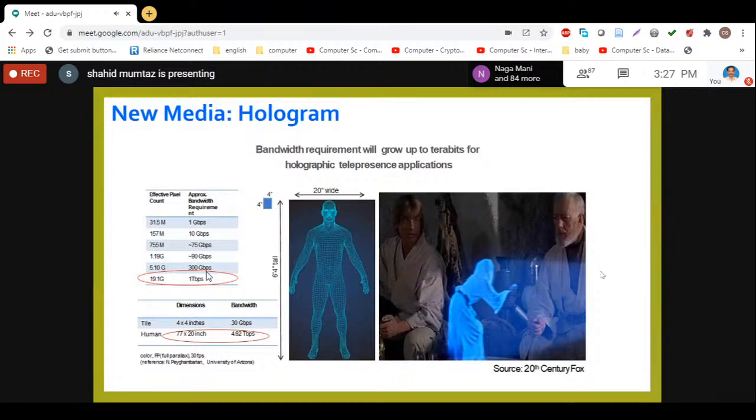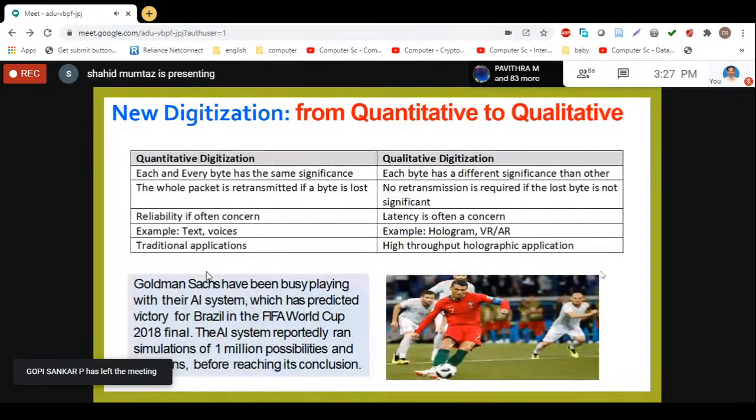In size, if it's static, it's okay. But when you want to transmit from one country to another country, it's quite challenging to transport this with high latency and very low throughput. This is a big challenge to fulfill. So for example, one of the things we are doing now is moving from quantitative digitalization to qualitative digitalization.